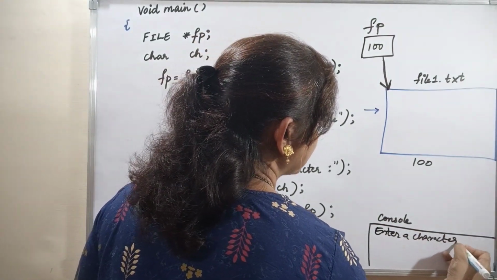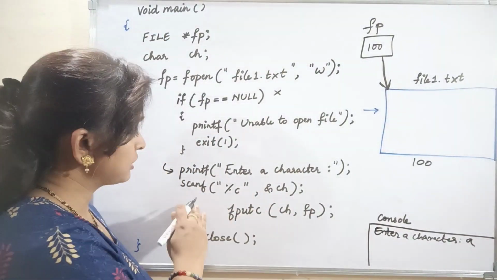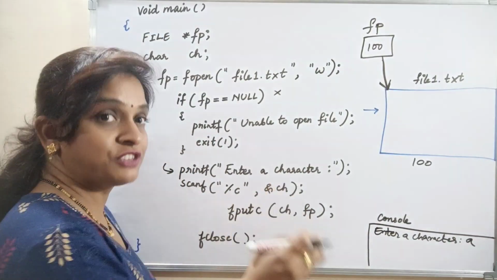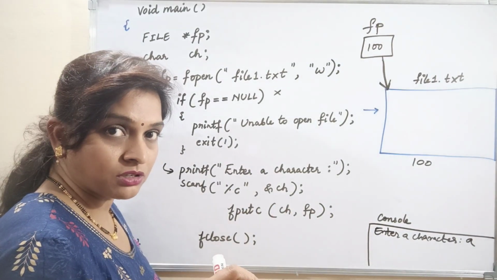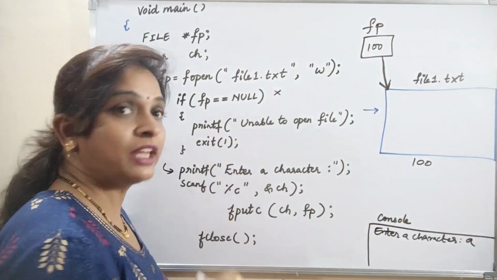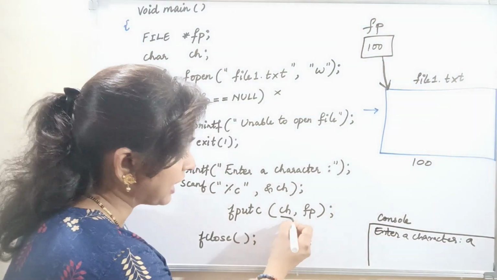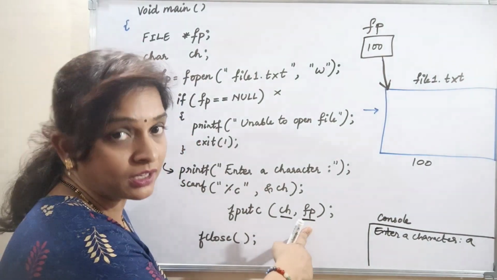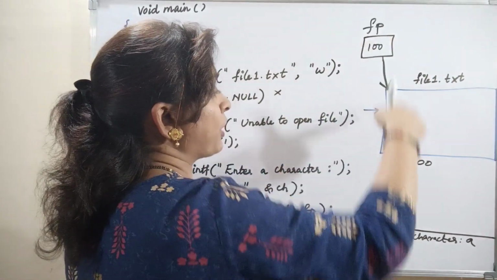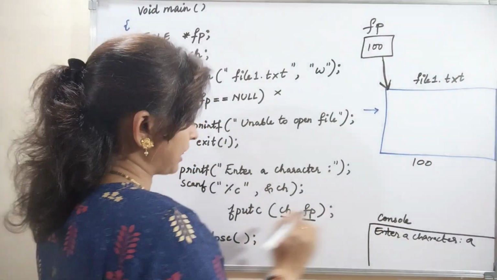So I am going to enter the character A. That will be accepted by, as usual, scanf %c with ampersand of ch, a single character. Now, that inputted character I have to write into the file. Then I say fputc, put this character ch to the file pointed to by the file pointer fp. So fp is pointing to this file.